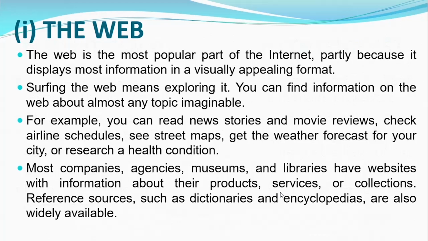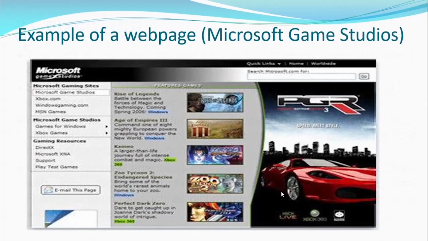For example, you can read news stories and movie reviews, check airline schedules, see street maps, get the weather forecast for your city, or research a health condition. Most companies, agencies, museums, and libraries have websites with information about their products, services, or collections. Reference sources, such as dictionaries and encyclopedias, are also widely available.